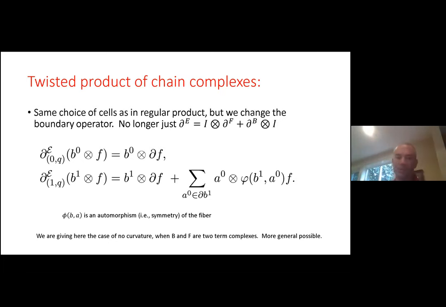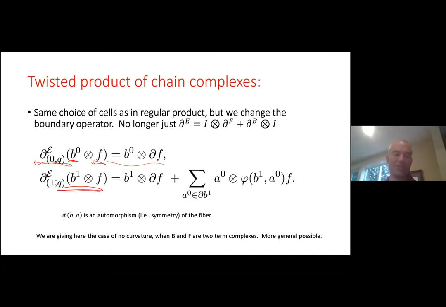But we're going to change what the boundary operator is. We're going to put a twist in the boundary operator. I'm going to write here what the boundary operator is. I put a subscript 0, q to indicate this will be the boundary operator when the base is some zero cell and the fiber is some q cell. So the boundary will be a zero cell on the base and some cell on the fiber. And there it is, just the usual boundary: the same zero cell on the base times the same boundary in the fiber.